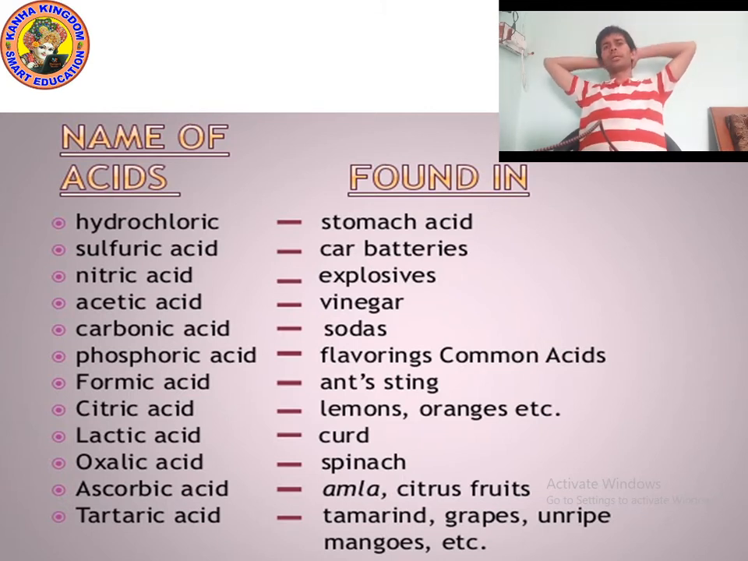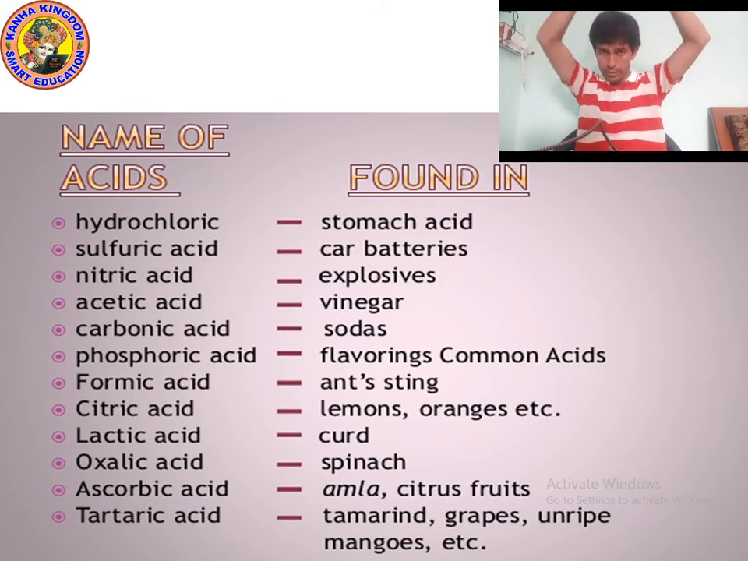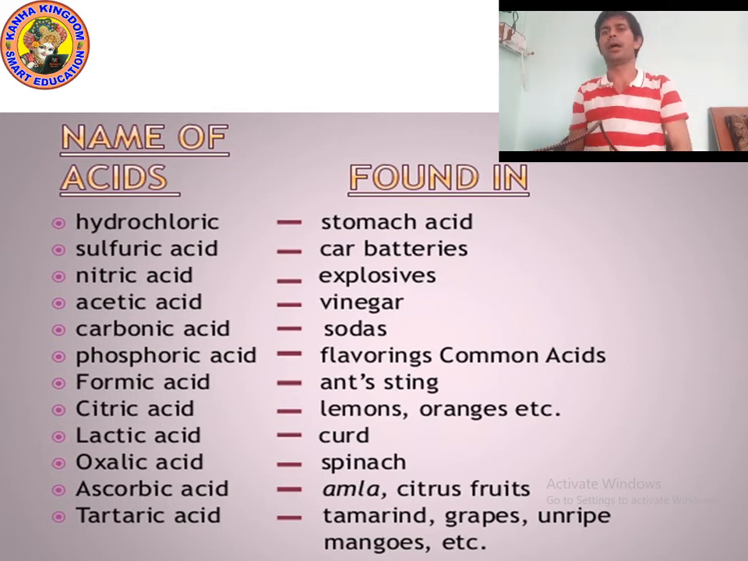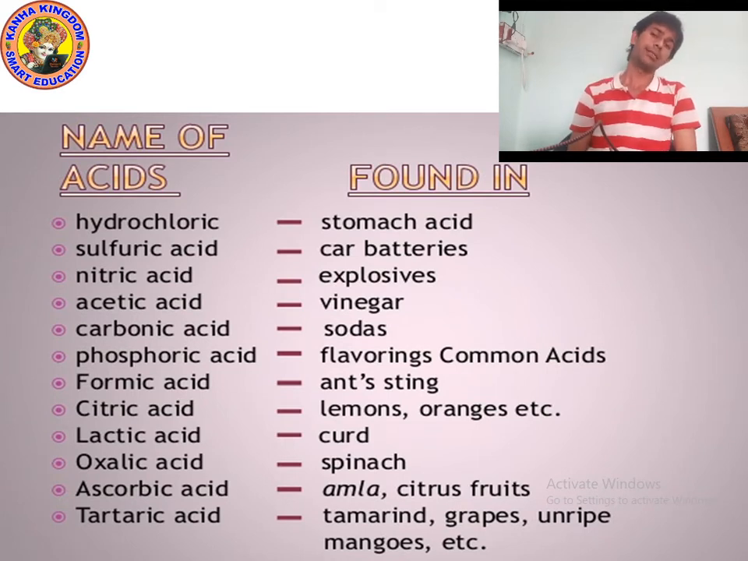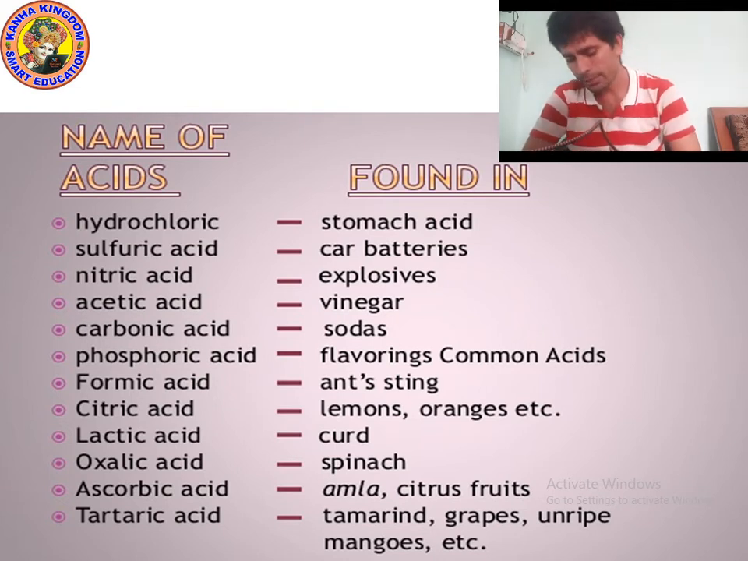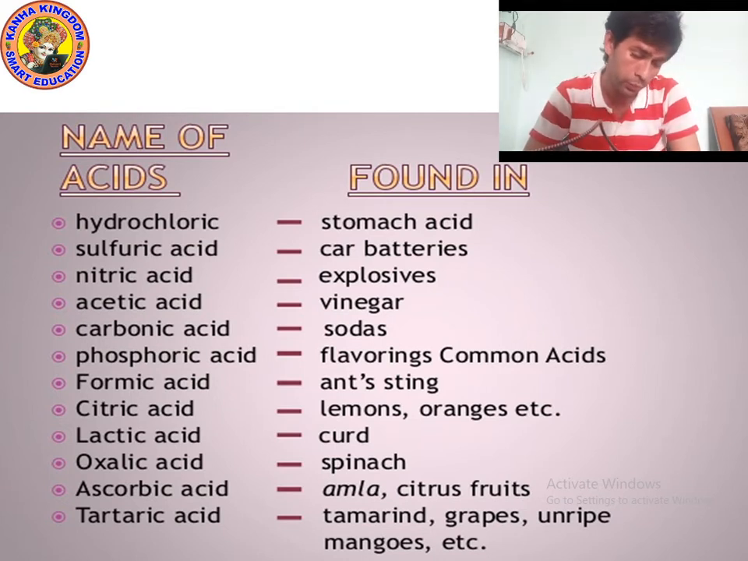So kids, I hope that you understood. First is hydrochloric acid. Hydrochloric acid is found in the stomach. Which is the stomach acid? Hydrochloric. You know what the work of hydrochloric acid is? When you eat or drink something dirty, bacteria come along with the food. So hydrochloric acid kills the bacteria which come along with food.